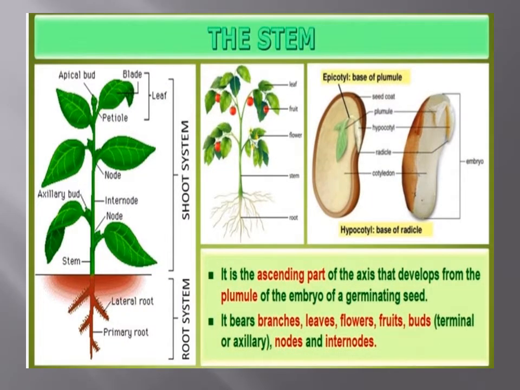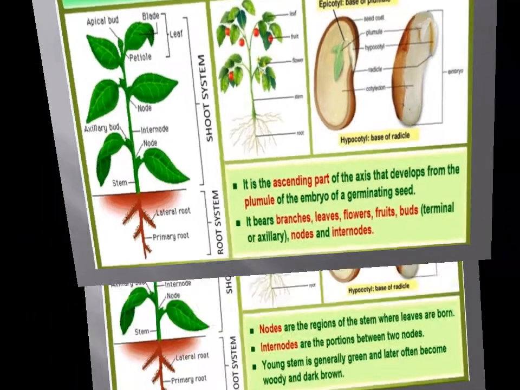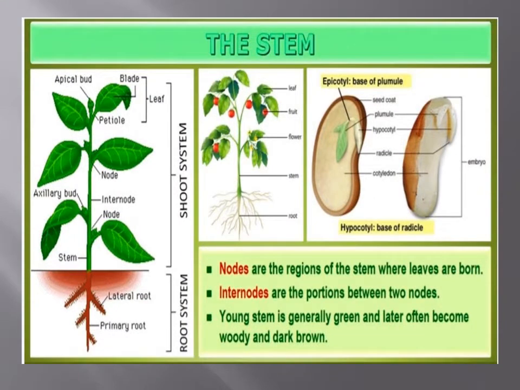General characteristics of stem. It is generally the ascending part of the axis. It bears nodes and internodes, leaves borne on the nodes, branches, flowers, and fruits. Nodes are the region of the stem where leaves are borne. Internodes are the portion between two nodes.